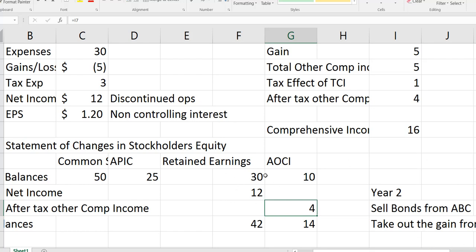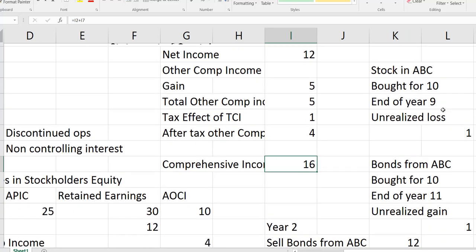So two columns come from two different statements. Notice what doesn't go anywhere. This comprehensive income total does not go to either place because the 12 goes here and the other goes here. All right.